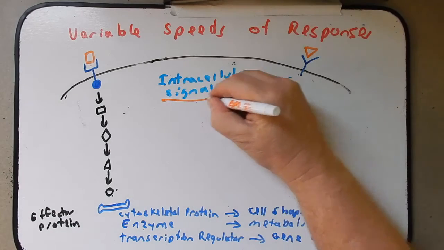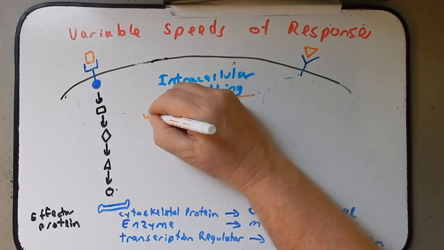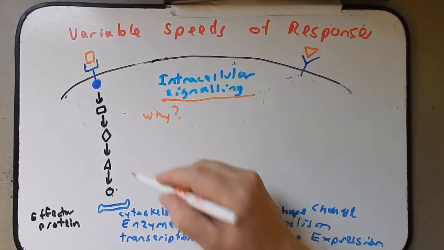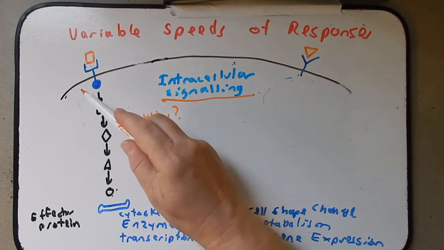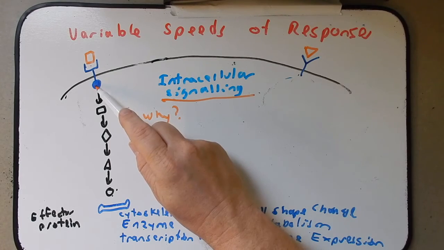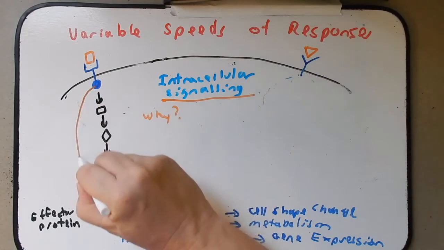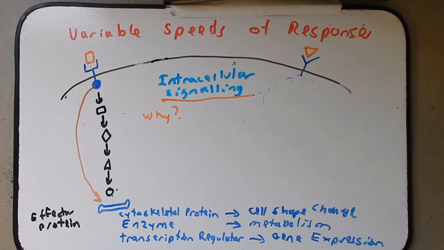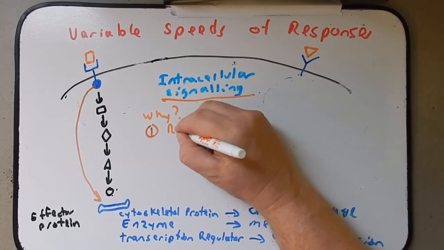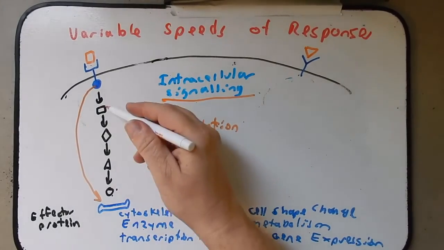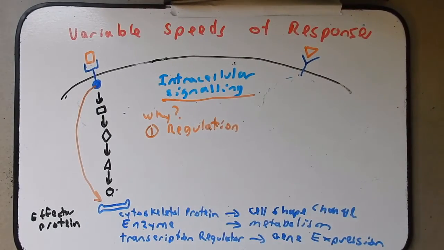So what I want to do next is answer this question of why. Why do we have to have this long signal? Wouldn't it be easier if we just signaled this molecule and this molecule immediately altered the cytoskeletal protein, an enzyme, or a transcription factor? Well, the answer is no, because otherwise I wouldn't be talking about it. But why is the answer no? Having multiple steps aids in regulation. You don't move down this pathway unless the previous step has been activated.